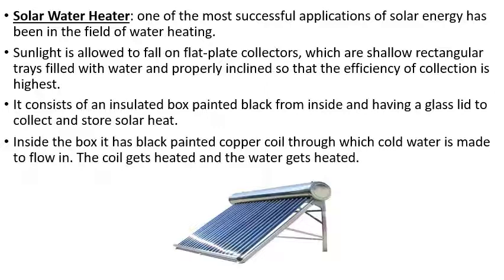Sunlight is allowed to fall on flat plate collectors which are shallow rectangular trays filled with water and properly inclined so that the efficiency of collection is highest. It consists of an insulated box painted black from inside and having a glass lid to collect and store solar heat. Inside the box, it has black painted copper coil through which cold water is made to flow in. The coil gets heated and the water gets heated and flows into the storage tank.